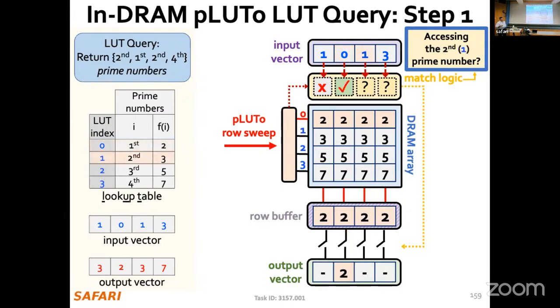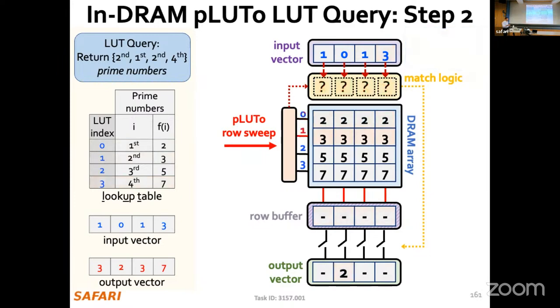This process repeats for each one of the elements of the input vector. I go to the next element. Am I accessing the second prime number, index one? No, it's not a match. And for the last one, no, it's not a match either. Then the row sweep operation moves to the next row index, row index one, and repeats the same thing. The row is copied, I check one element at a time for matches, and copy the data from the row buffer to the output vector. Again, at the next row, for element two there is no match and no copy. And lastly, on the last row, the last element is going to be a match. In the end, I have my output vector with the data.